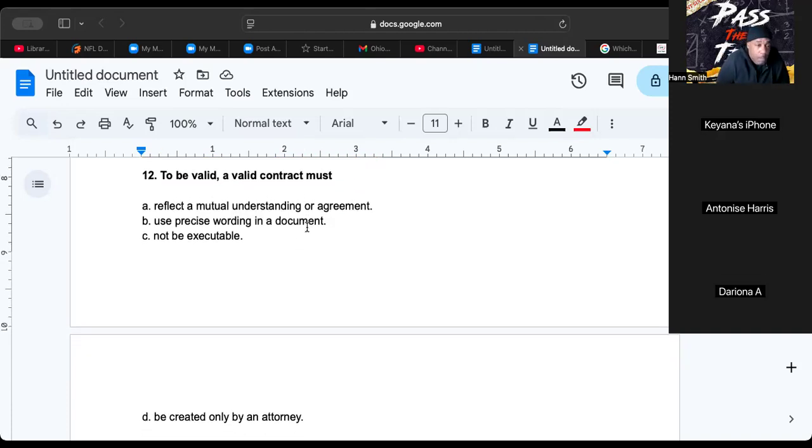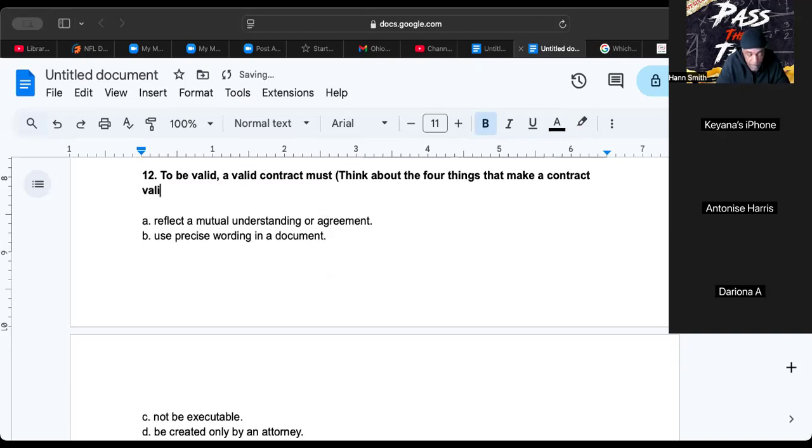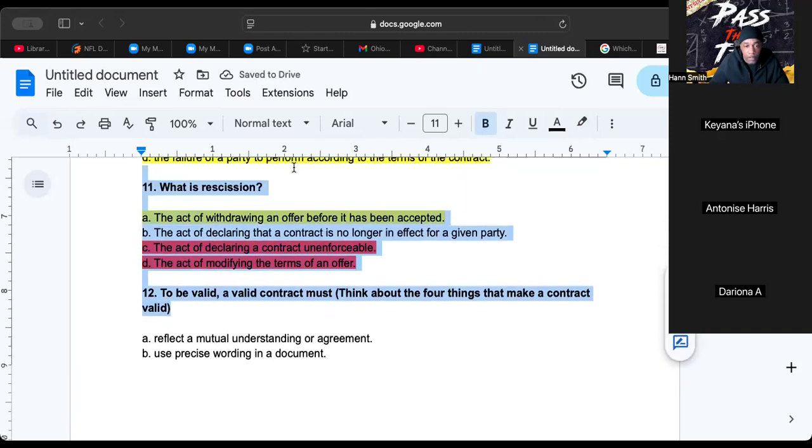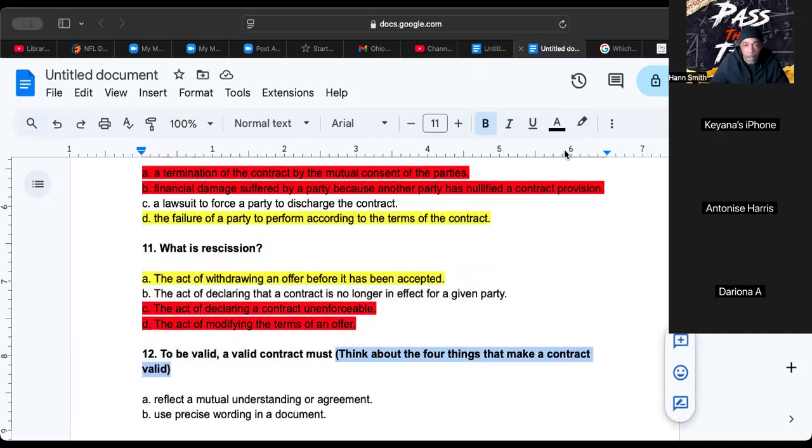All right, a valid contract must. In this one, we're gonna put that here. Think about the four, what makes a contract valid? What are the four things? All right, and let me highlight that.